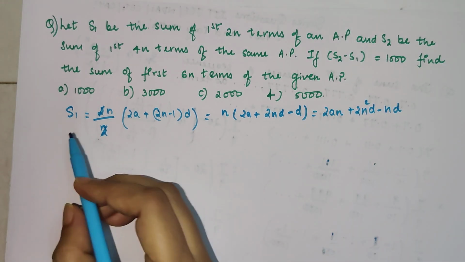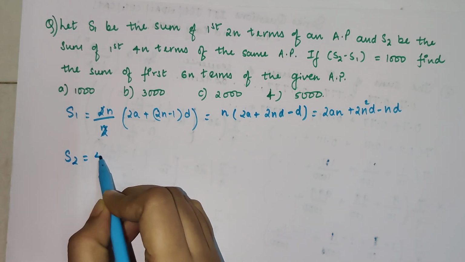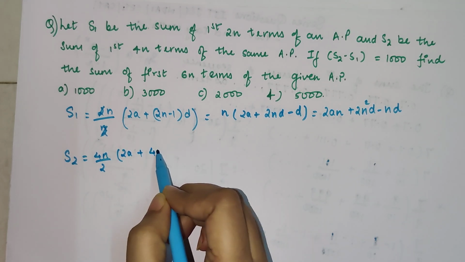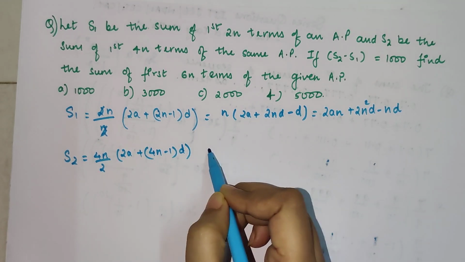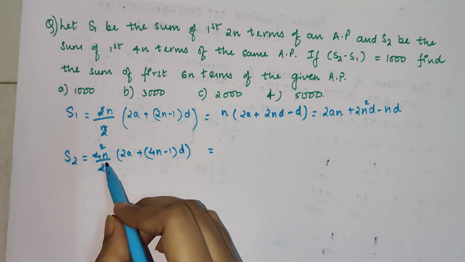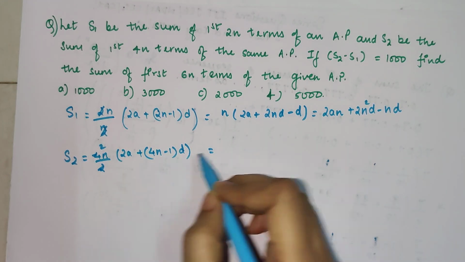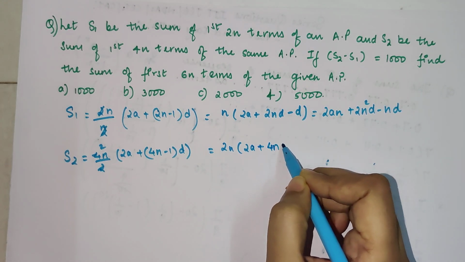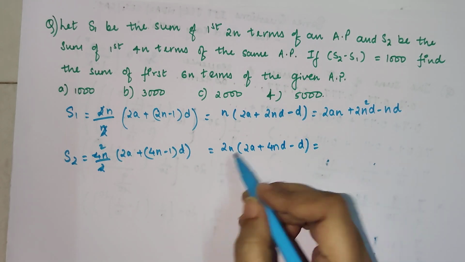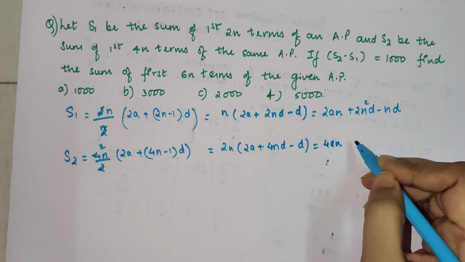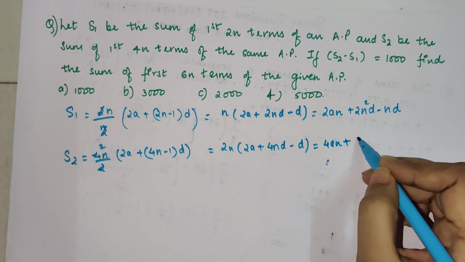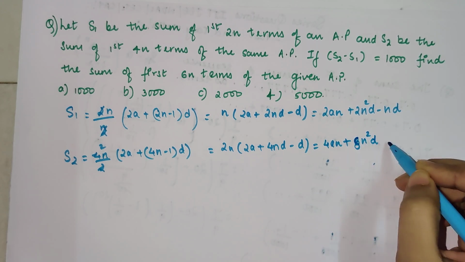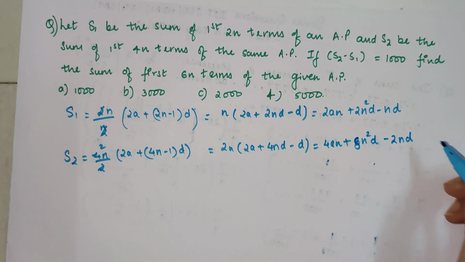Similarly, S2 will be 4n/2 into (2a + (4n - 1) d). So this will become now just 2n. Let's write this outside and just keep it as it is. So we have 2n into (4a... rather (2a + 4n d - d). Let's multiply this inside. So we have 4an + 8n² d - 2n d.